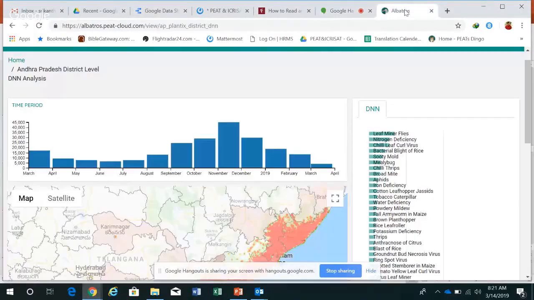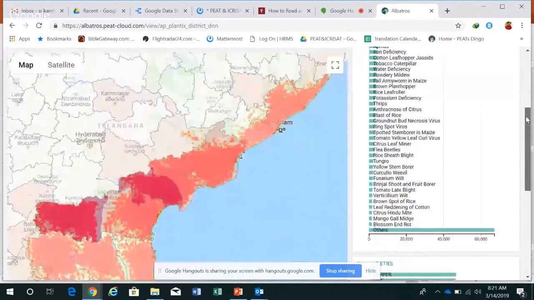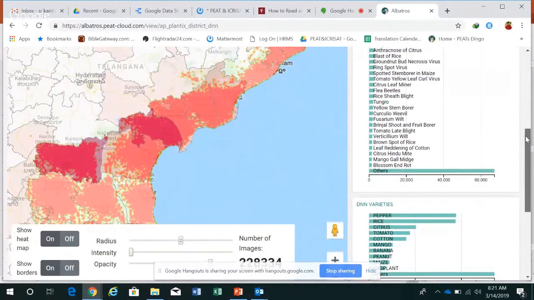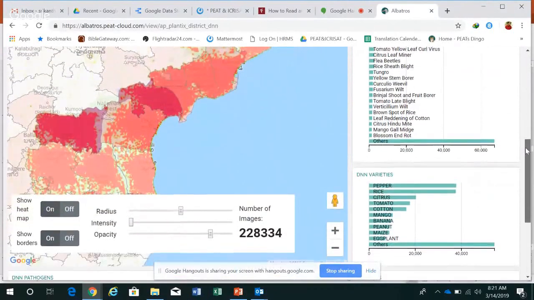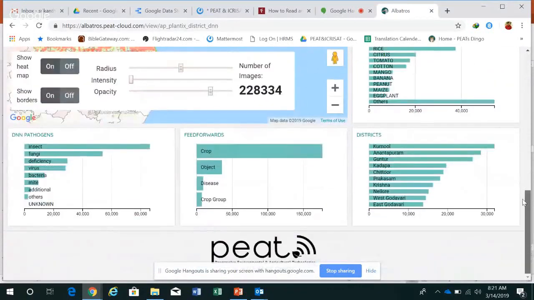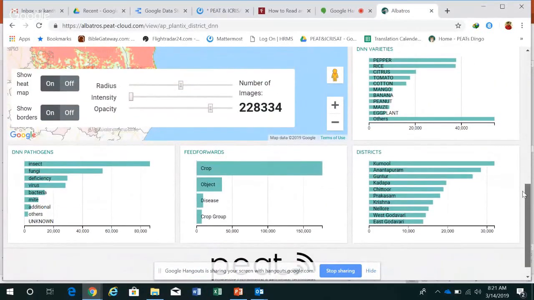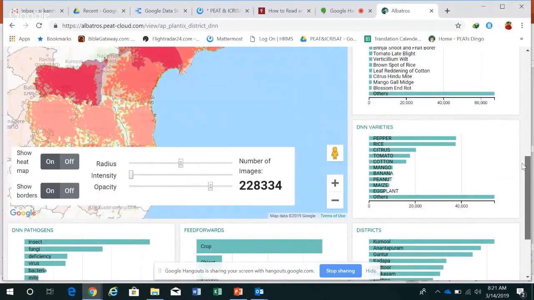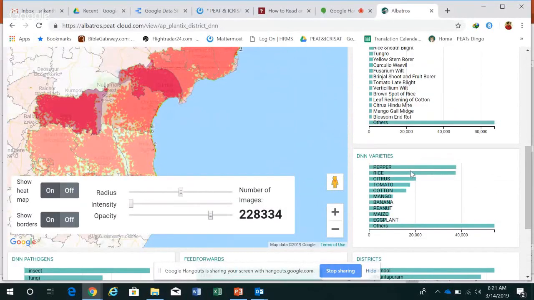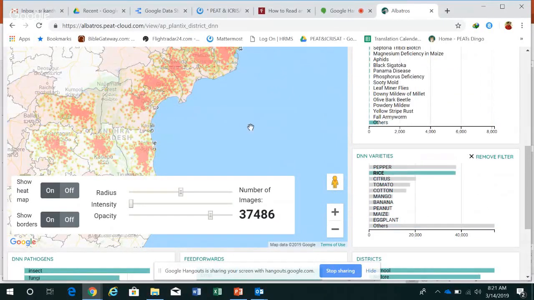So this is how the albatross looks for one particular state. I'm giving you an example: the state of Andhra Pradesh. On the right-hand side, I have the districts, and just above that I can choose the crops. Say, for example, if I choose rice, I get the heat map of only those images which were posted on the crop rice.